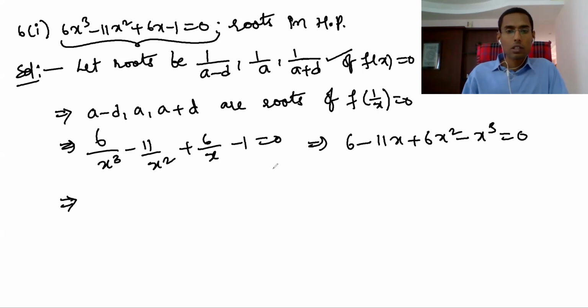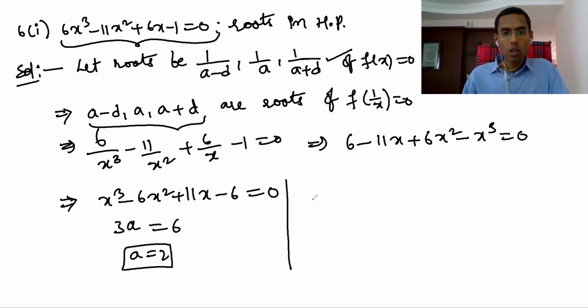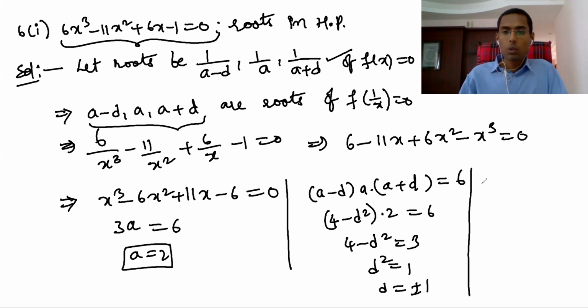Anyway, this concept we are using. Therefore this is x cube minus 6x square plus 11x minus 6 equal to 0. Now what are the roots for this? Sum of the roots is 3a. Sum of the roots 3a equal to 6, a equal to 2. Product of the roots is a minus d into a plus d into a, and the product of the roots is 6. So now this a is 2. So 2 square minus d square into 2 equal to 6. That means 4 minus d square equal to 3, d square equal to 1, d equal to plus or minus 1. But you can take either plus 1 or minus 1.